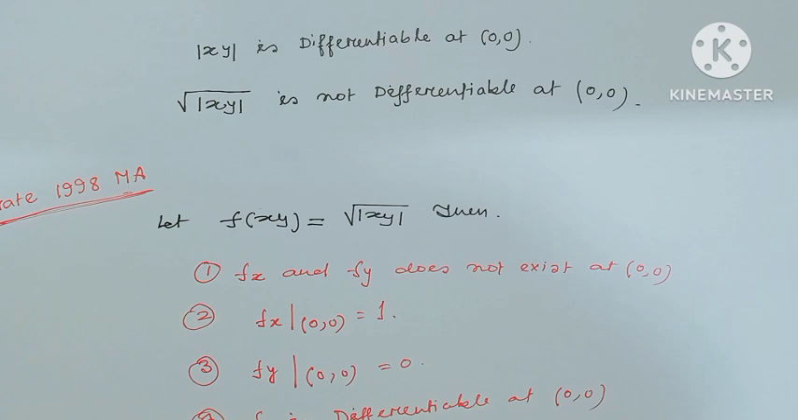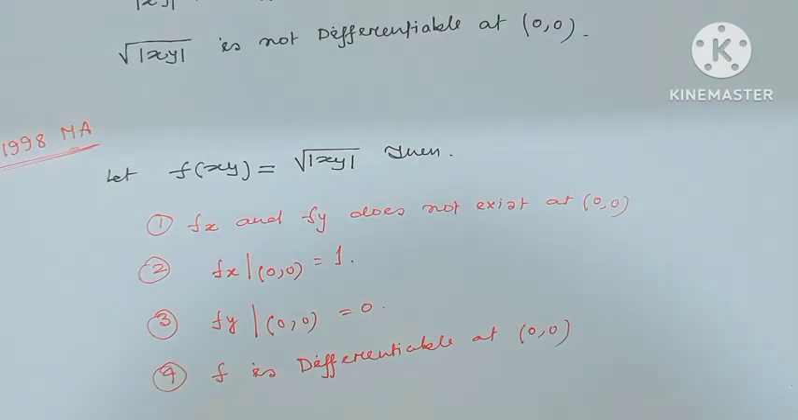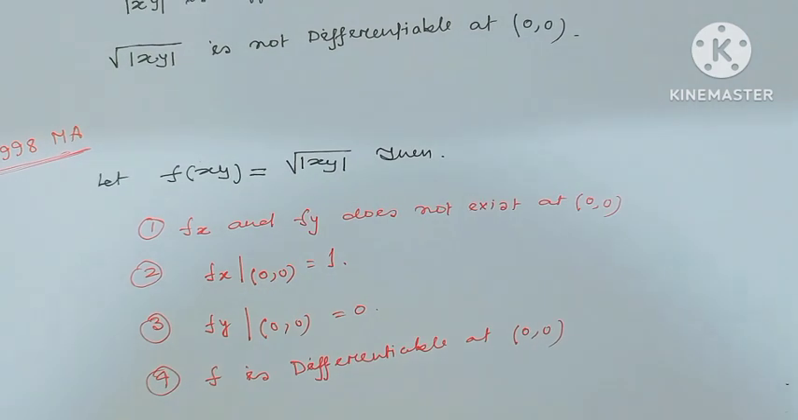Okay, our first question is: I will say mod xy is differentiable at (0,0), but square root of mod xy is not differentiable at (0,0). For this, see the question which came in the 1998 exam. The question is, let f(x,y) be the square root of the absolute value of xy.